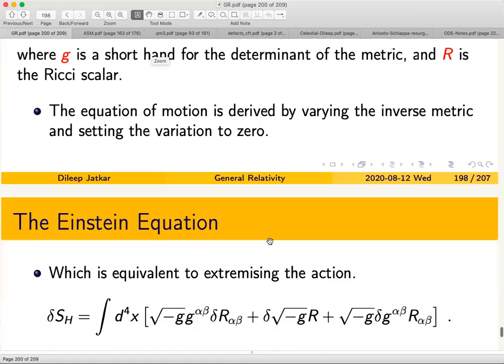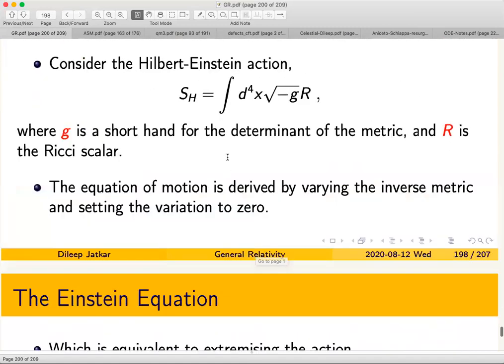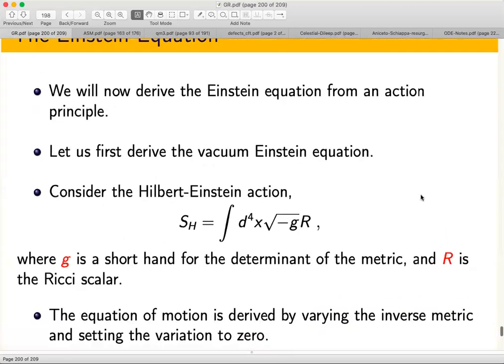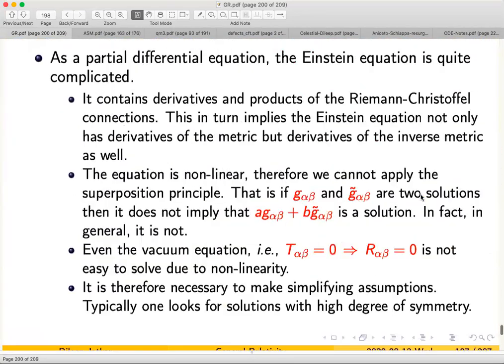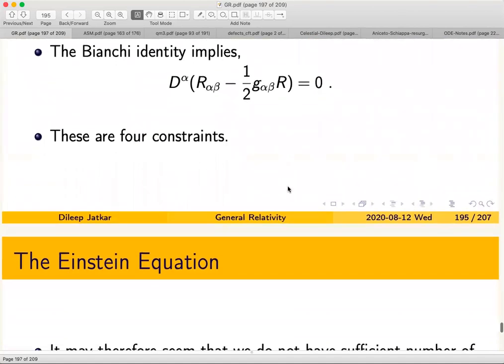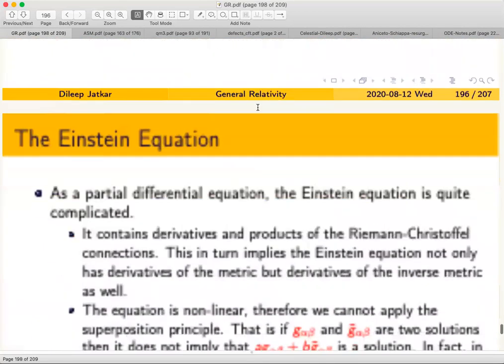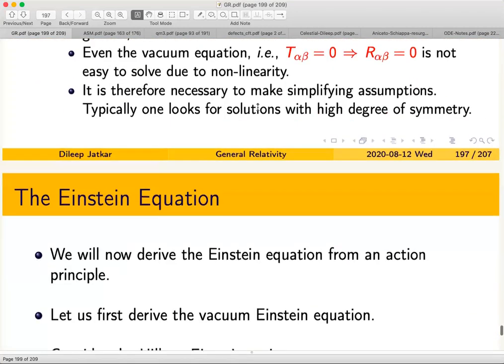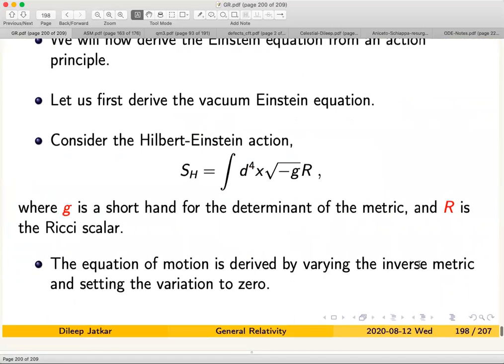Fine. So here's the action, and we are going to vary the inverse metric. The reason we vary the inverse metric is because we want the inverse metric, with indices upstairs, and that variation will be multiplied by objects with downstairs covariant indices. Our equation is written in covariant form, with indices downstairs. There is nothing great about it; you could pull those indices upstairs if you wish, but given that we have defined it in that fashion, it is convenient to vary with respect to the inverse metric.